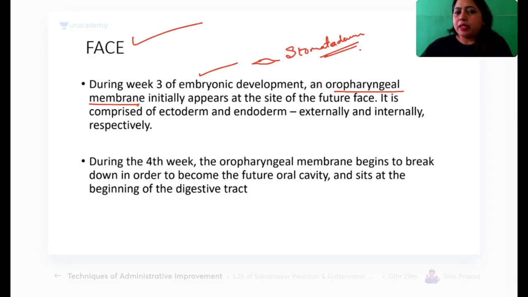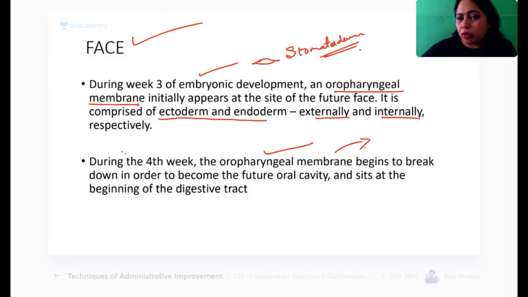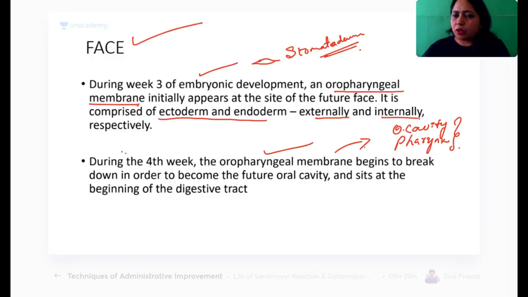Initially it appears at the site of the future face, and it will have ectoderm and endoderm. You can see externally there is ectoderm, internally there is endoderm. During the fourth week, what happens to this oropharyngeal membrane? It is the one which later on gives rise to the oral cavity and the pharynx. This is what it gives rise to. Later on it continues to develop to become the digestive tract.